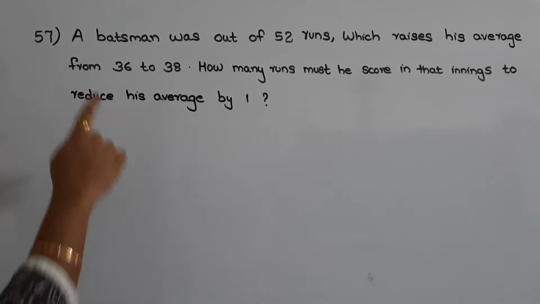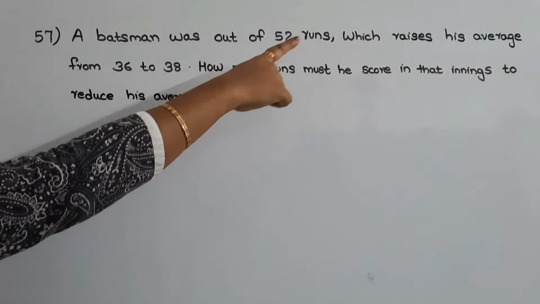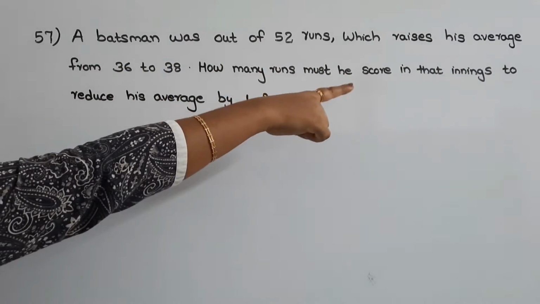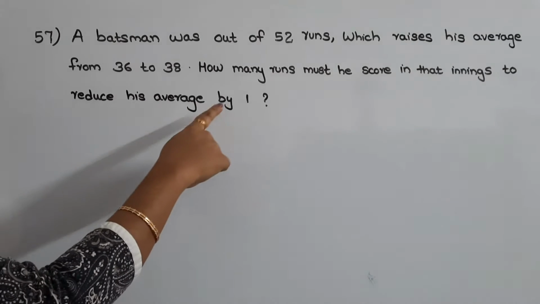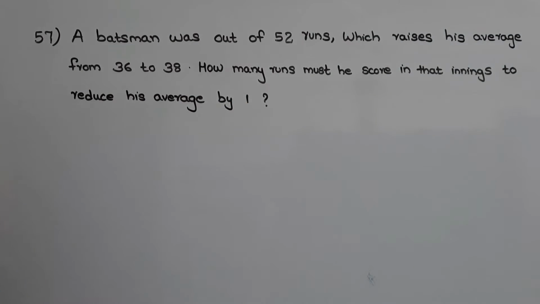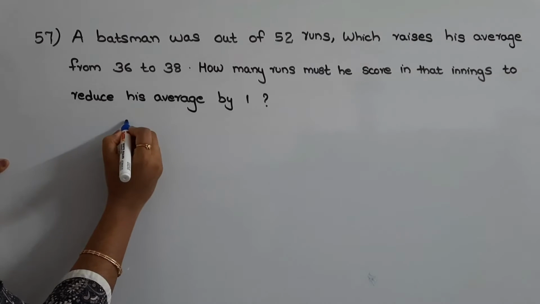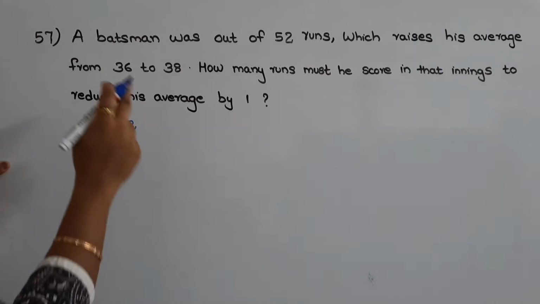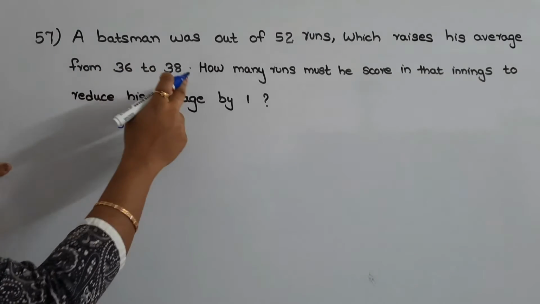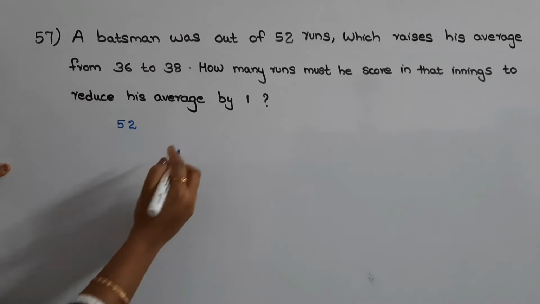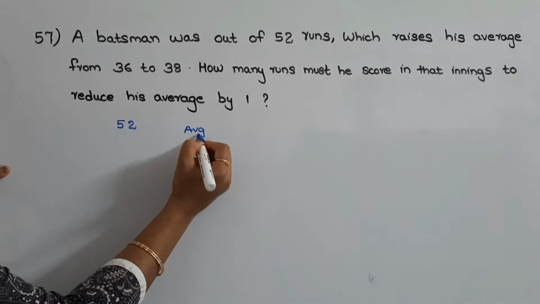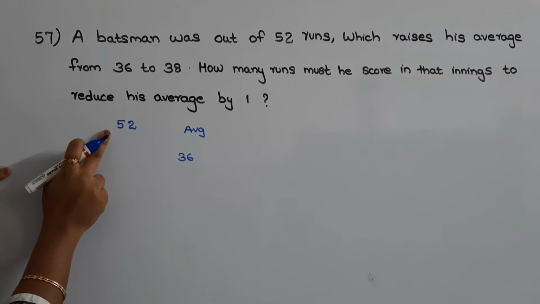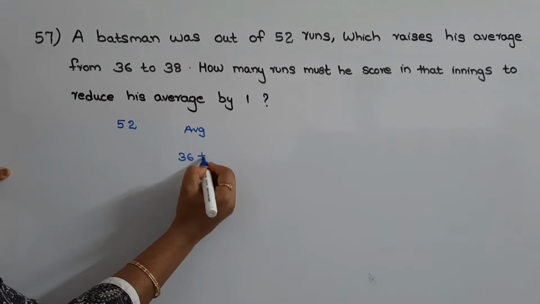The next question is, a batsman was out of 52 runs, which raises his average from 36 to 38. How many runs must he score in that innings to reduce his average by 1? So in this question they are telling that a batsman had scored 52 runs in the last innings. Okay. Because of which his average was increased from 36 to 38. Okay. So in the second last innings his average was 36. But since he scored 52 runs in the last innings, his average was increased by 2.